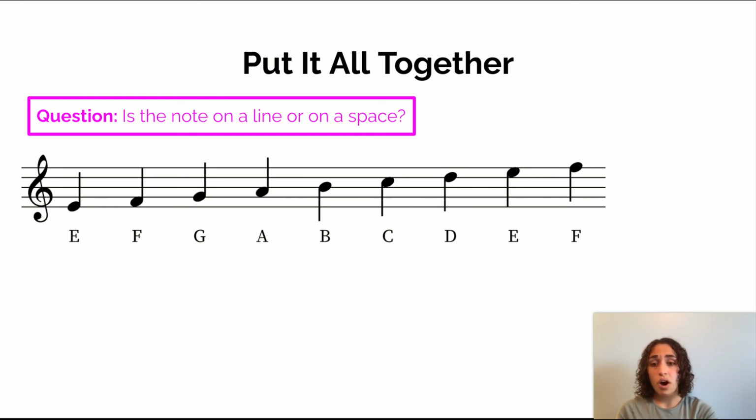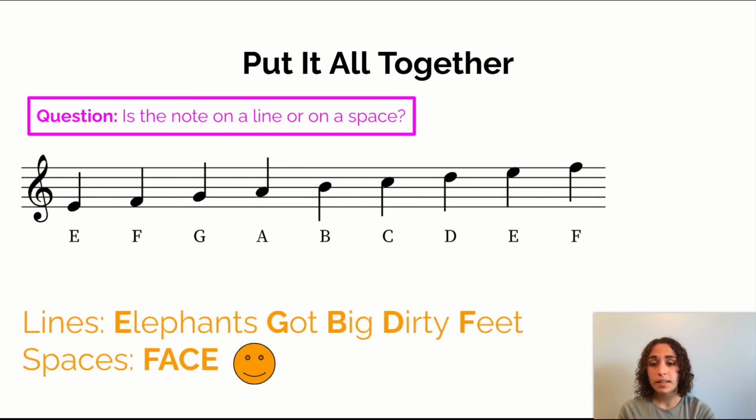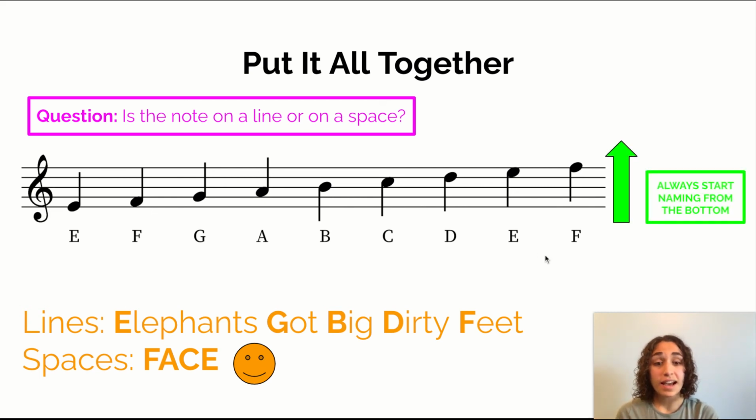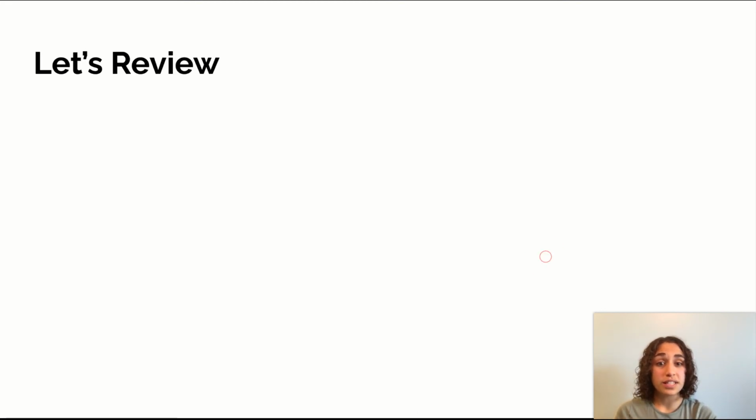Remember, if it's on a line, we are using elephants got big dirty feet, and you would see the line go right through the center of the note. If it's on a space, we'd be using face, which kind of rhymes, helpful, and the note would be in between two lines. So for this one, you can see the middle of the note is in between those two lines, which means it's on a space, and we would use face to help us remember. As always, remember we're starting our naming from the bottom and going up to the top.